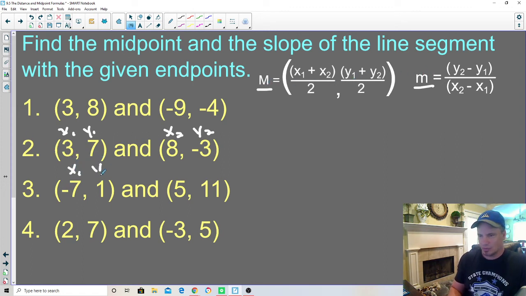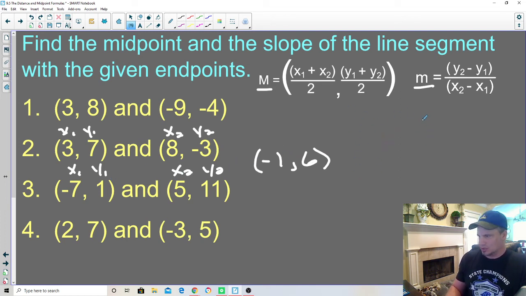Here, x1, y1, x2, y2. We're going to add the x's together. So let's add these, negative 7 and 5, that's negative 2. Divide by 2, it's negative 1. That's our x value. Now add these together. 1 plus 11 is 12. 12 divided by 2 is 6. So my midpoint is negative 1, 6. Again, add the x's, divide by 2. Add the y's, divide by 2.